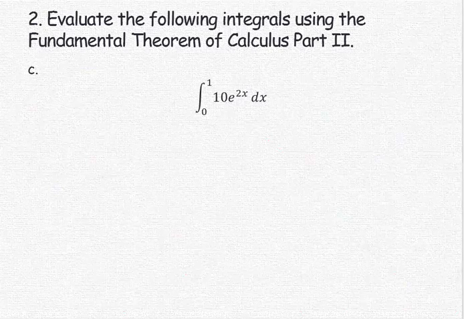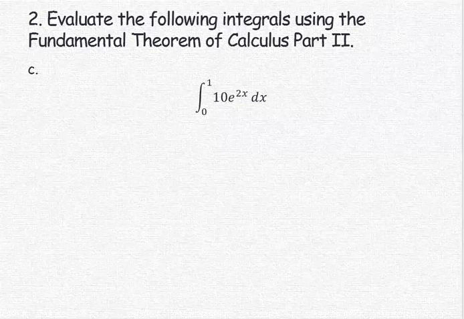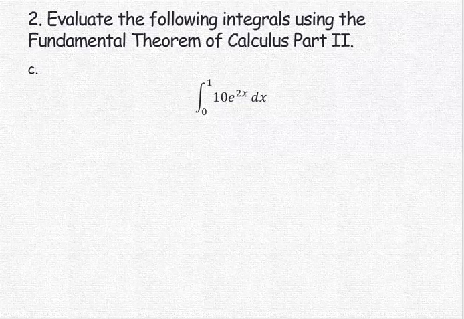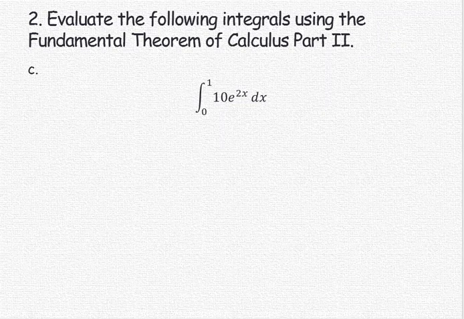Part C, we have the definite integral from 0 to 1 of 10 times e to the 2x. 10 is a constant multiple, lower limit 0, upper limit 1. So 10 times the integral from 0 to 1 of e to the 2x with respect to x. Again, think backward. What function has a derivative of e to the 2x?